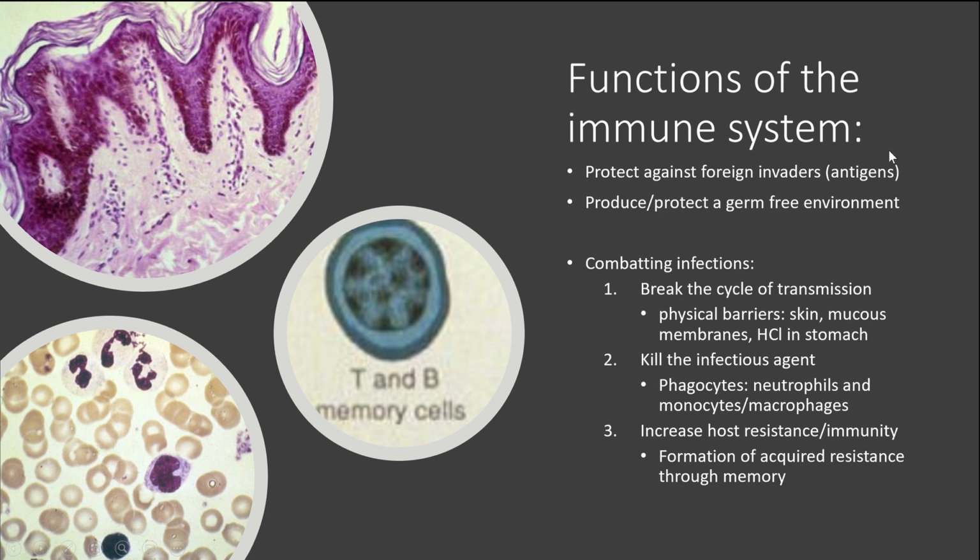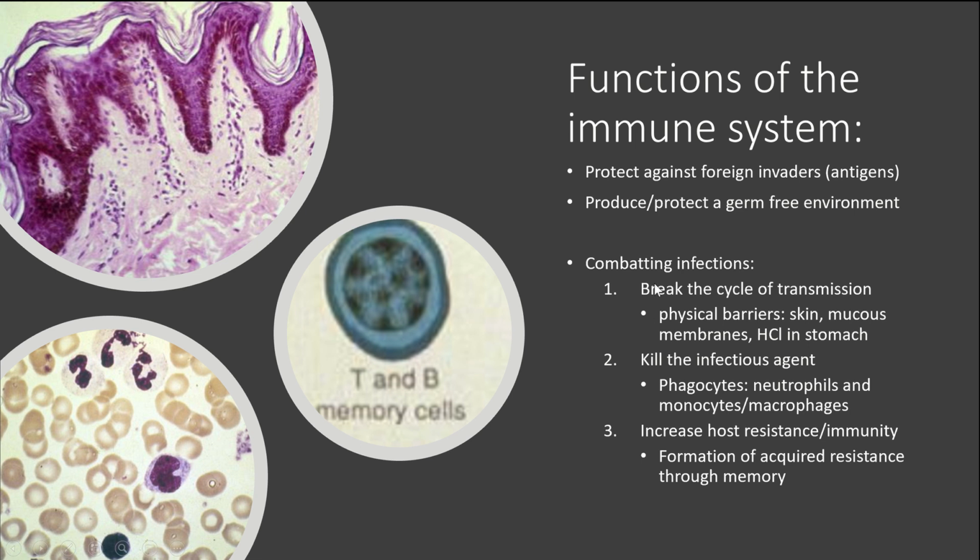So the immune system is designed to protect you against foreign invaders or antigens, right? An antigen is basically anything that your body recognizes as foreign, as not a part of your body. So it's supposed to protect you against that. And then it also helps to produce and protect a germ-free environment, right? If there are any antigens, any foreign invaders, any germs, not only is it going to protect you against those germs, but it's also going to get rid of them, to produce that germ-free environment.